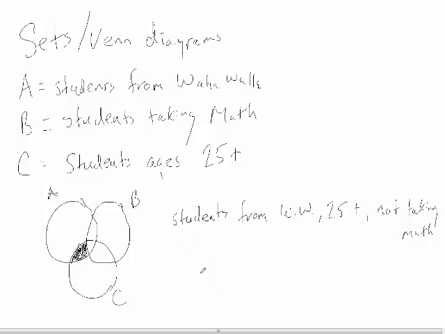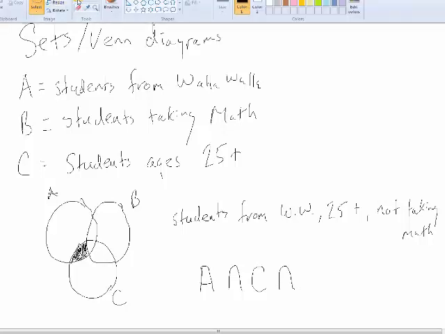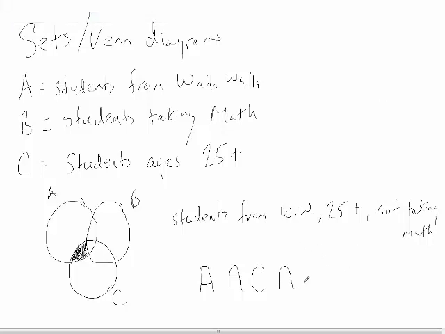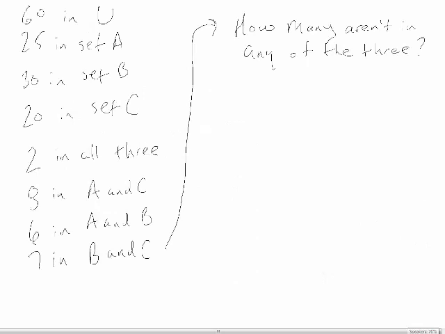And that would be A intersection C intersection complement of B, or not B. So we'll have problems like that. Venn diagrams, and this is what I mean by that. So here's all this information: 60 are in the universe, 25 are in set A, 30 in set B, etc. How many elements in the universe aren't in any of the 3 sets?